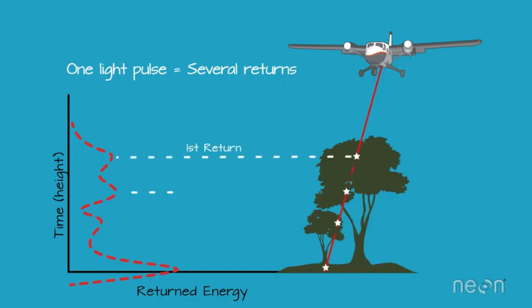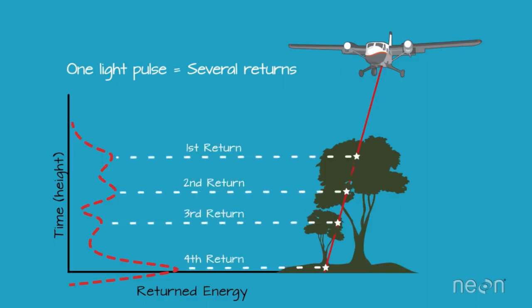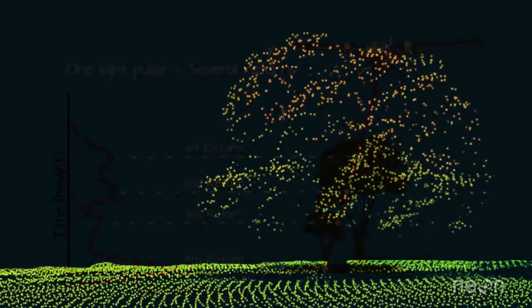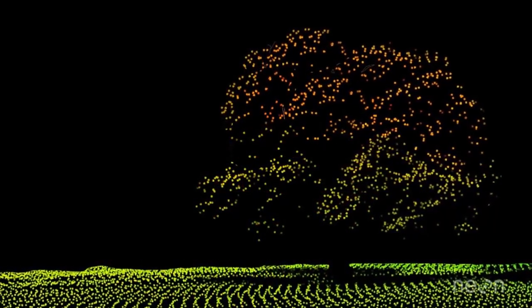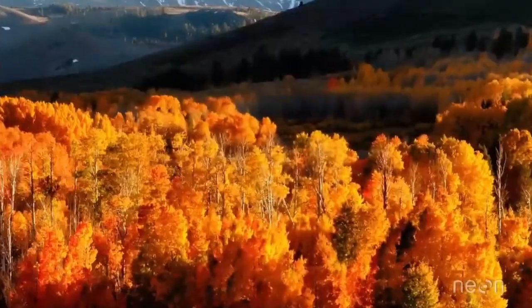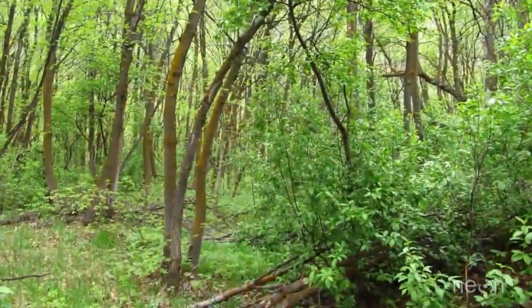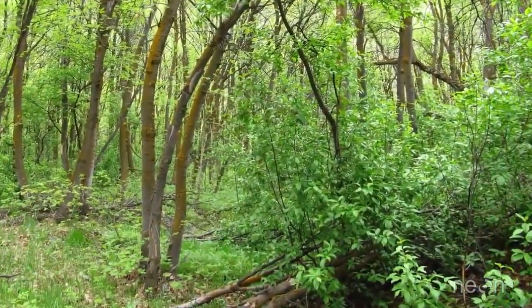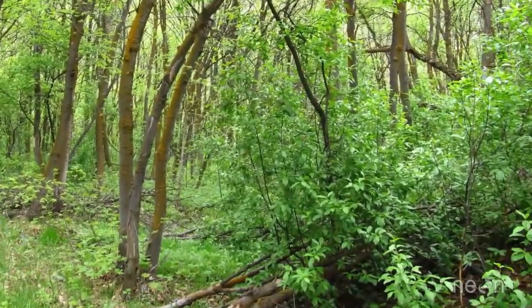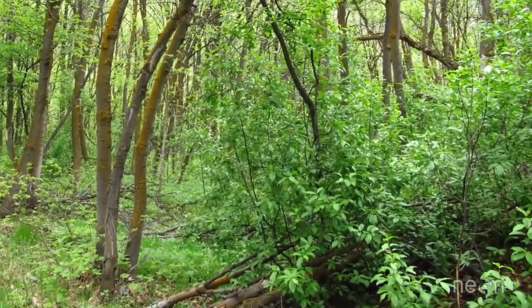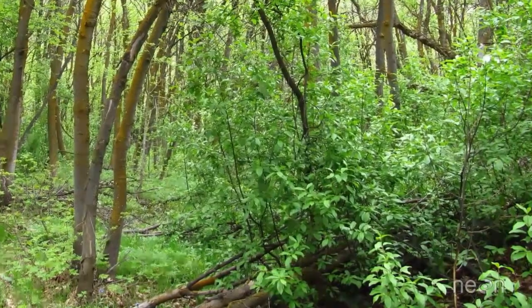These returns from within the canopy tell us more about what's happening inside the forest, or the forest structure. For example, they can tell us about the shape of the trees, or the density of the leaves on the trees. They can sometimes even be used to estimate whether there's shrubs below the trees on the forest floor. But we'll save that topic of using LiDAR to estimate forest structure for another video.